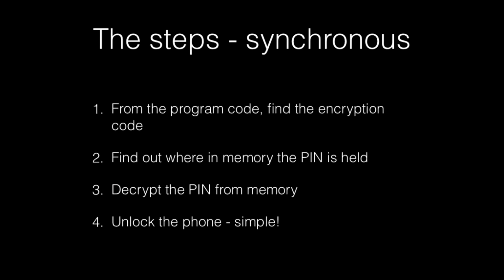Now, depending on how this encryption is performed, if it's symmetric encryption, two-way encryption, there's a really easy, quick way that you could actually learn the code for the phone and unlock it. You just find the encryption key, the password that's used, that would actually be stored in the programming code. You find out where in memory the PIN number is being held. You therefore decrypt this PIN from memory, see what it is, and then use it on the phone directly.